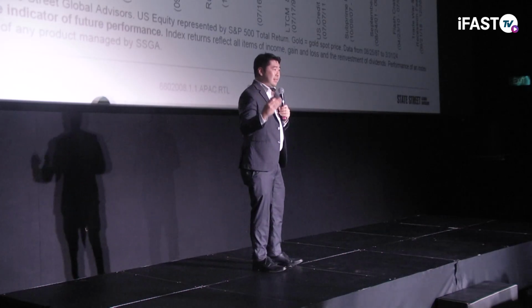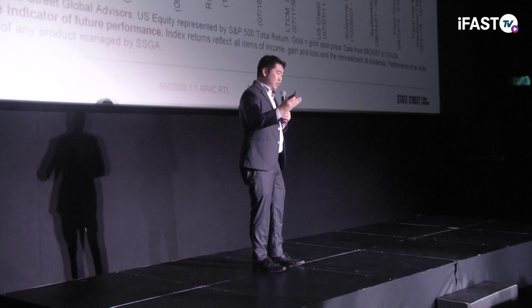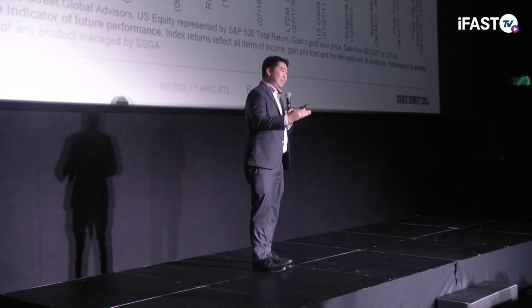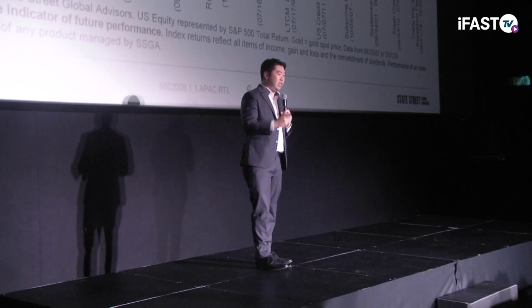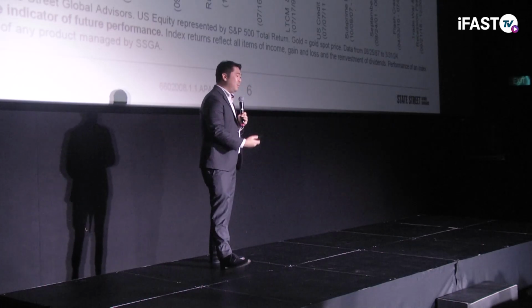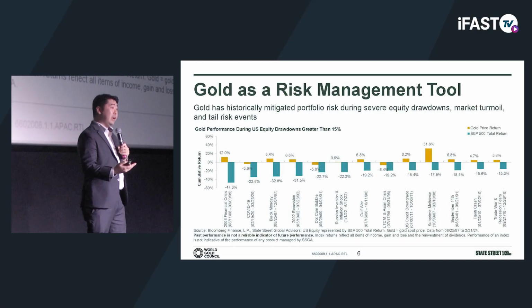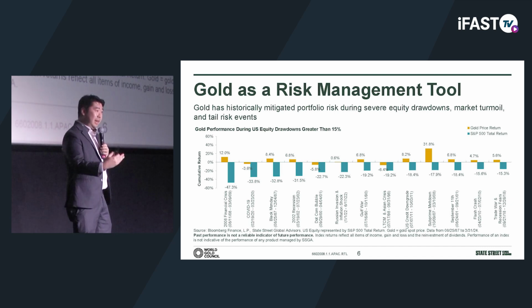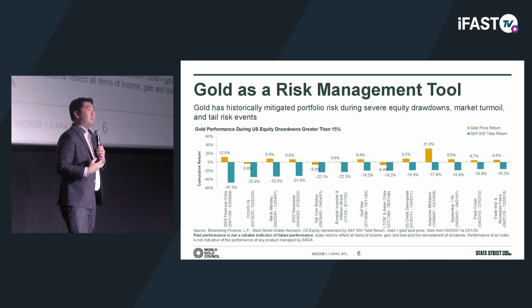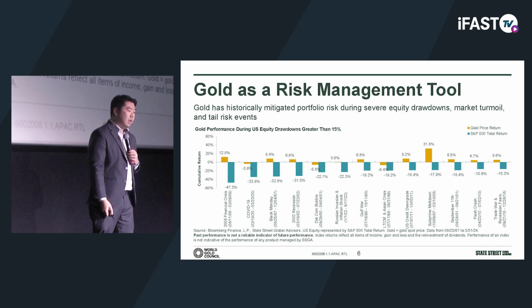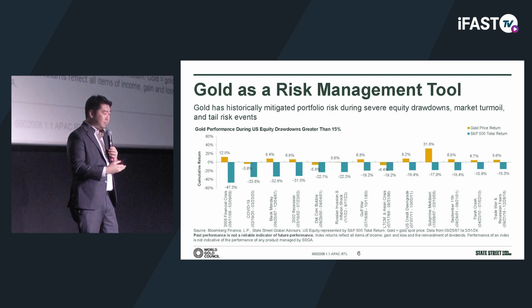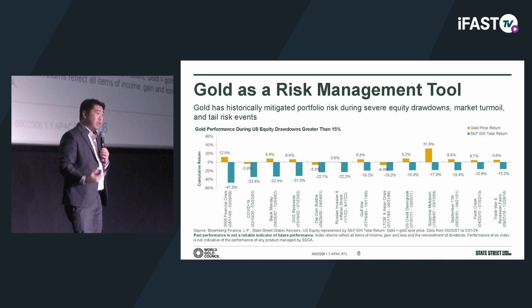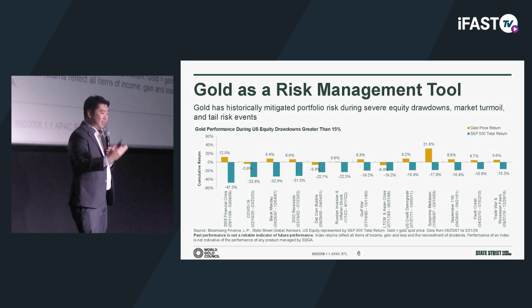And we've also done a study on gold's historical use in times of severe equity drawdowns and market turmoil. So for example, let's look at what happened in 2008 during our global financial crisis. Equities were down, really down. It was down about 47%. In that same period, gold actually appreciated by 12%. If you look at the subprime meltdown, equities dropped by 17%, gold went up by 31%.